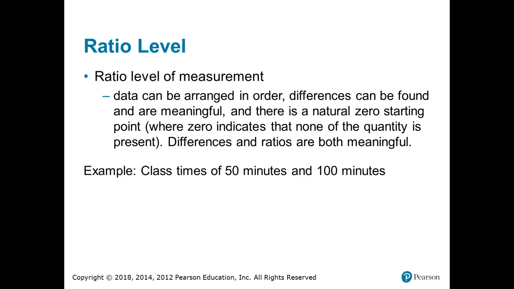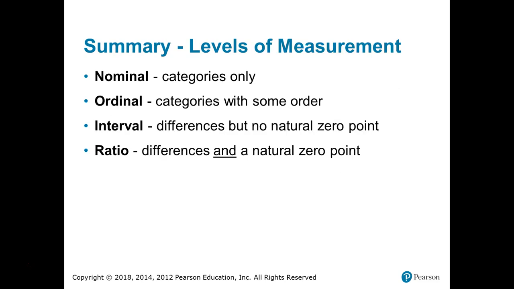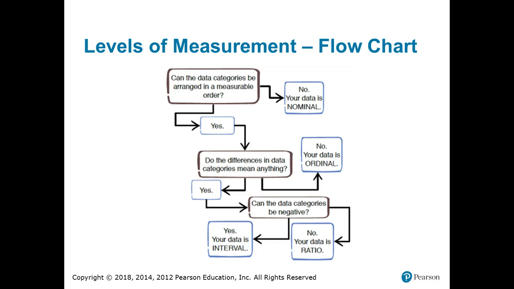Finally, ratio level, and this is the one that we are usually most concerned with. Data can be arranged in order, differences can be found and are meaningful, and there is a natural starting point, where zero means that no quantity is present. So that really lets us compare apples to apples. So here's your summary of all those values.